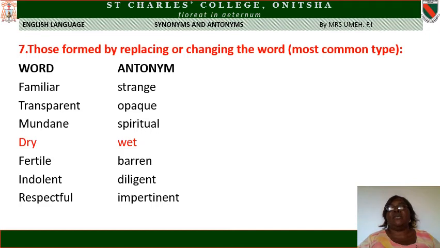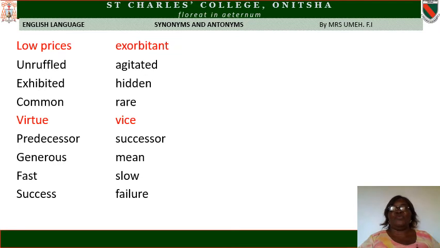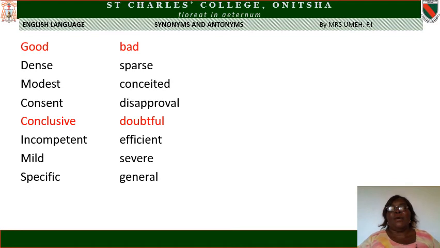Dry, wet. Again, we are in the rainy season, for instance. Once it rains, it wets everywhere. And as soon as the sun rises, it dries up our environment. Fertile has the opposite as barren. Respectful as impertinent. Other examples are common, rare, virtue, vice, predecessor, successor, generous, mean, fast, slow, success, failure. Good and bad, mild and severe, specific and general.